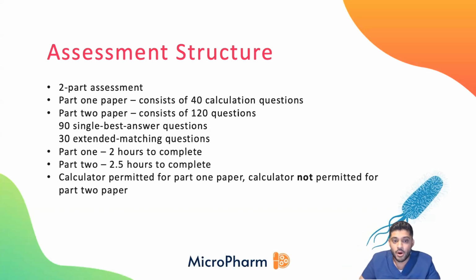For the part 2 paper, sometimes this is called the clinical paper. They don't like to call it the clinical paper and calculations paper because you can get some calculation questions in the part 2 paper. It consists of 120 questions. 90 of those are single best answer. What does that mean?